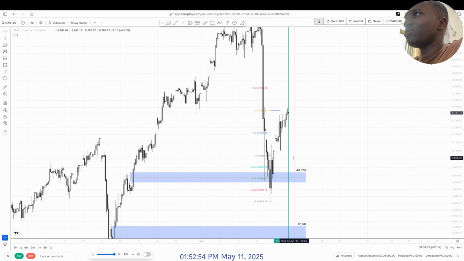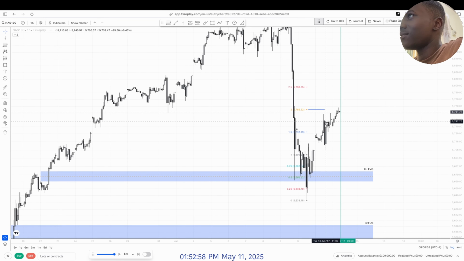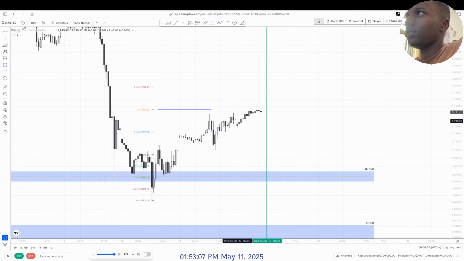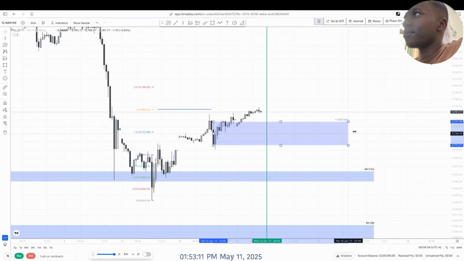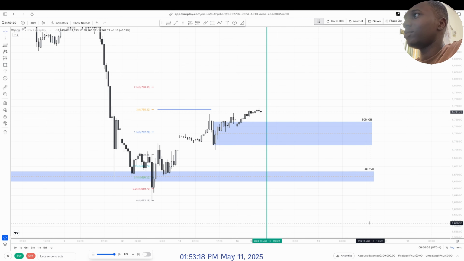There's not much to analyze right here on the 1 hour. You can see it clearly. There's this big candle, this one. Let's see if you can get it to be smaller on the 30 minute. That same thing, but there's this 30 minute OB. So this one wasn't tapped into.